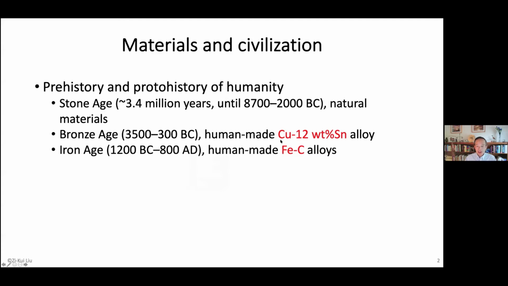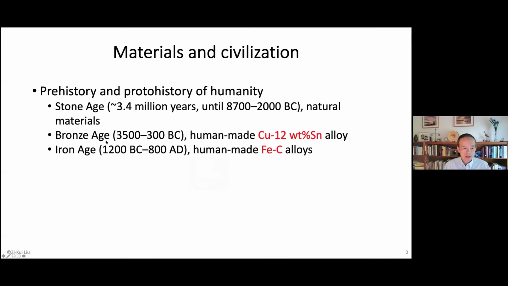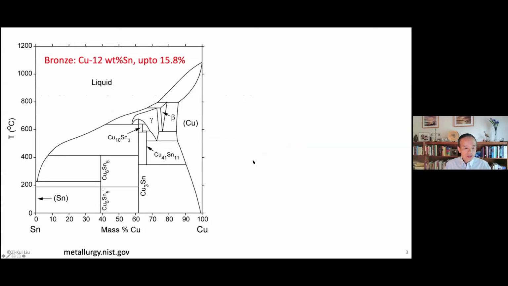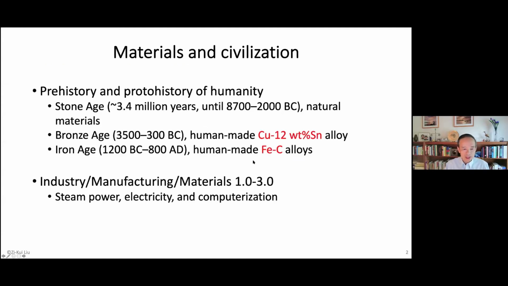And then the Bronze Age, which I do want to mention is very important. It's usually copper with 12% to 80% of tin alloy. That's the major base of the bronze alloy. And then you have the Iron Age, which is iron-carbon. I highlighted these two because they're very relevant to what I'm going to talk about today. And in the last couple of hundred years, we have industry and manufacturing materials 1.0 to 3.0: steam power, electricity, and computerization.